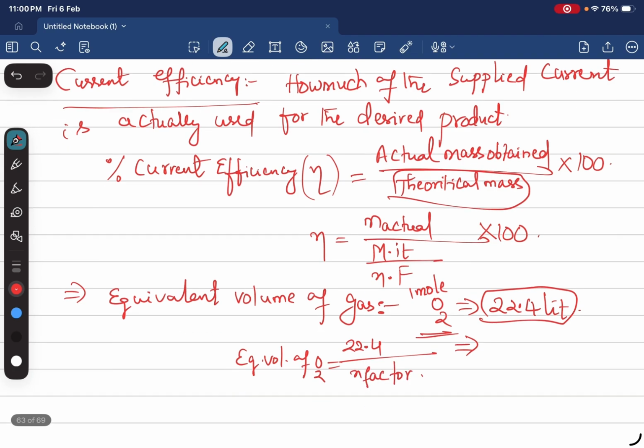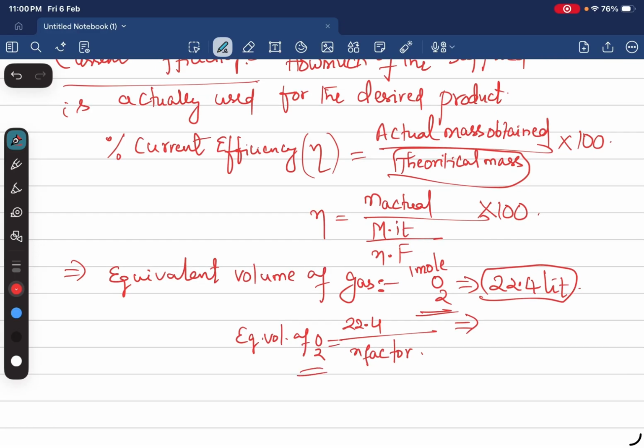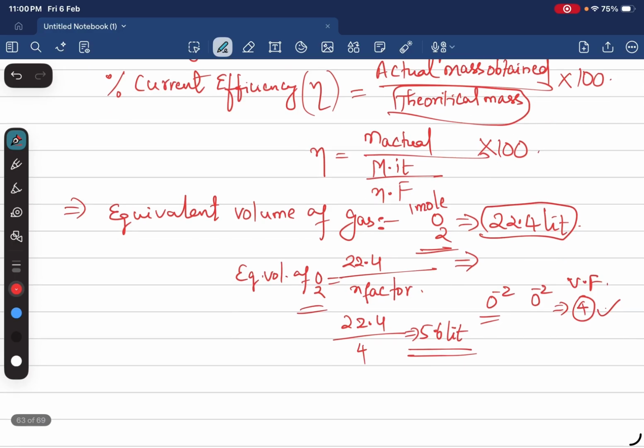So how to write the valency factor for gases? It's very important. For O minus 2, just assume the charge of every oxide ion is minus 2 normally. Without the charge sign, you just add the powers. So 4 is the valency factor for oxygen gas. So you write 22.4 by 4, which equals 5.6 liters. This is the equivalent volume of oxygen gas.